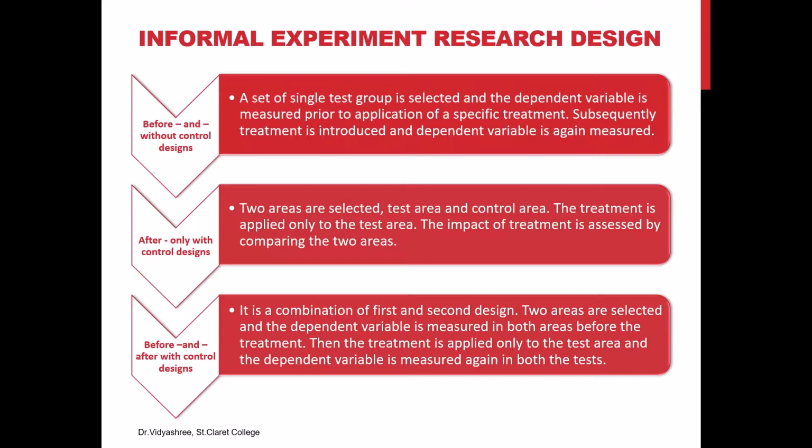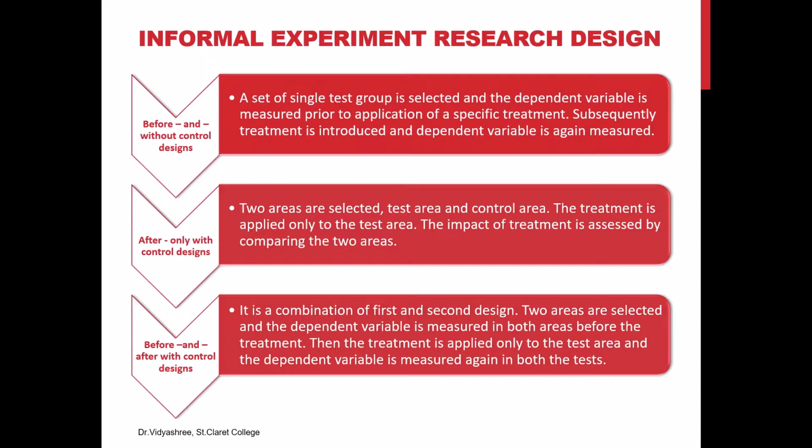The third type is before and after with control design. Here, as the name itself says, before and after. That is, it is a combination of the first two. So let's understand how it's a combination of the first two designs. Here, the researcher is going to select two areas. For both areas, before applying the treatment, he is going to measure the dependent variable. Then he applies the treatment only to the test area. Then he measures the dependent variable again after the treatment.